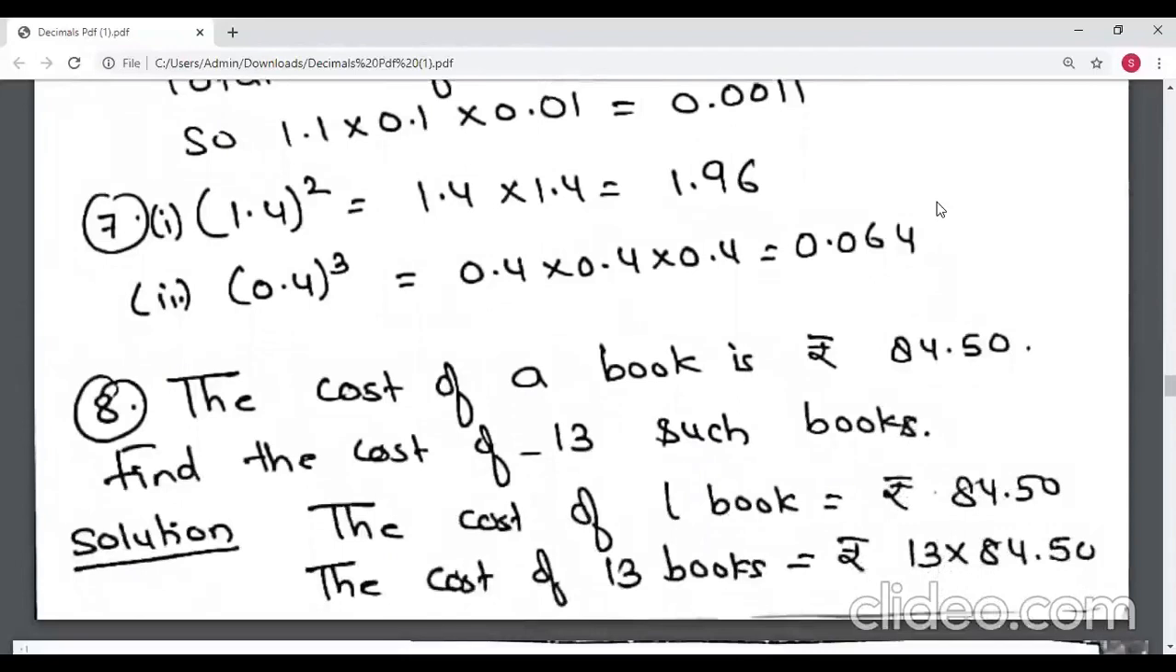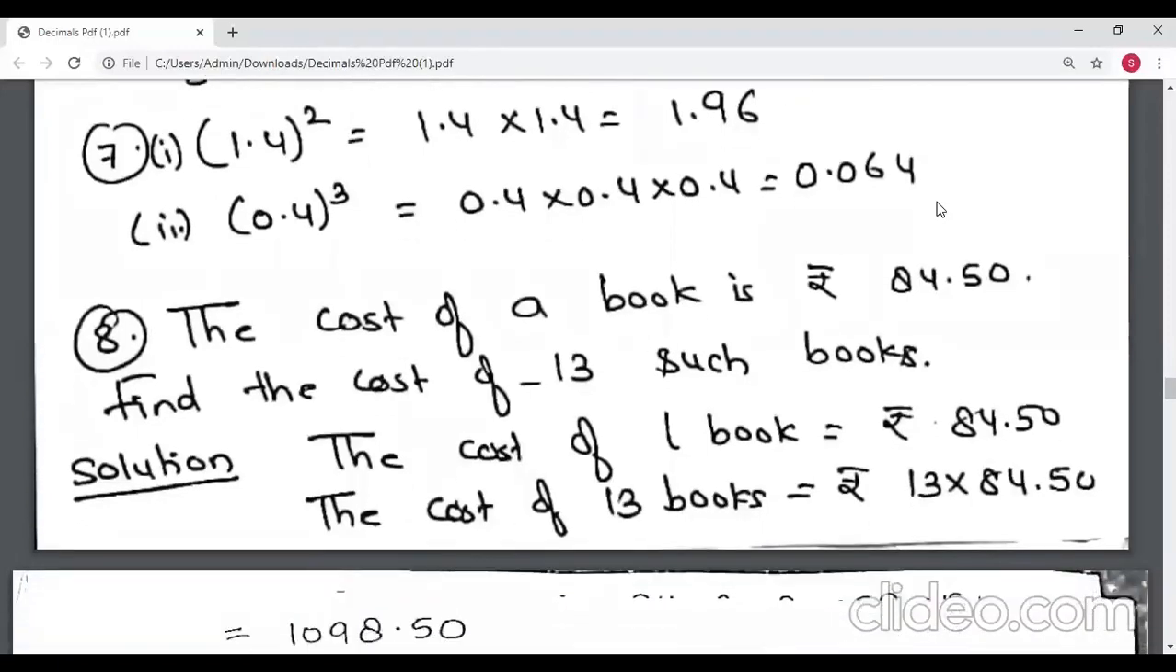Now the next question says 1.4 square. When the power is given as square, you have to multiply that number 2 times. 1.4, 1.4. You'll get the answer 1.96.